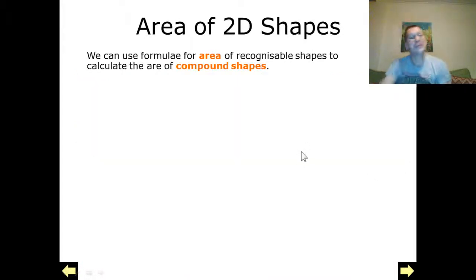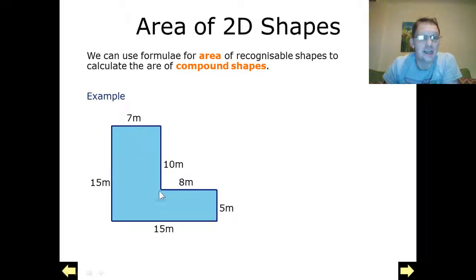We could also be asked to find the area of compound shapes. A compound shape is a shape which is made up of multiple polygons, multiple shapes that we can measure, or even shapes with some shapes taken away from it. I'm going to show you a couple of examples of these. So here we've got an L shape with lots of sides: 15 meters this side, 7 meters that side, 10 meters that side, 8 meters that side, 5 meters that side, and 15 meters that side.